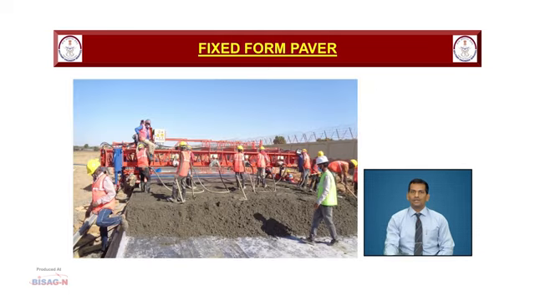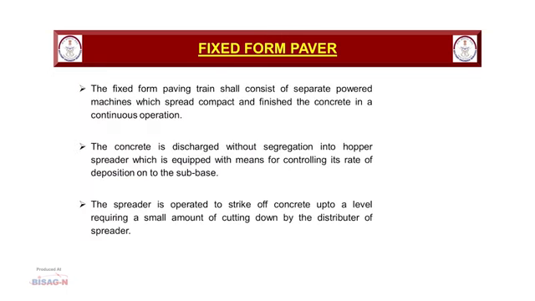The photograph shows the typical fixed form paver. The fixed form paving train shall consist of separate powered machines which spread, compact and finish the concrete in a continuous operation. The concrete is discharged without segregation into the hopper spreader, which is equipped with the means for controlling its rate of deposition onto the subbase. The spreader is operated to strike off concrete up to a level requiring a small amount of cutting down by the distributor of the spreader.